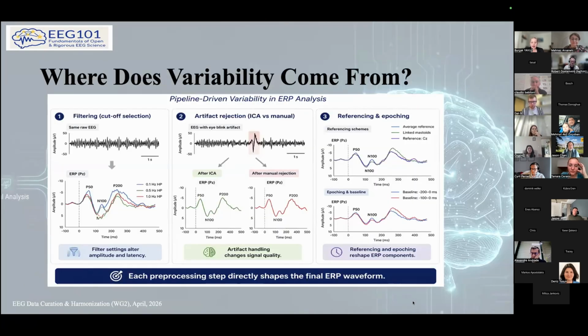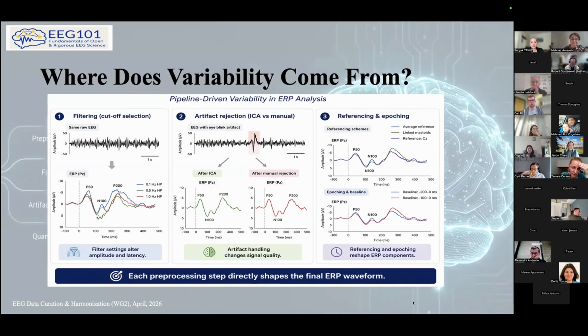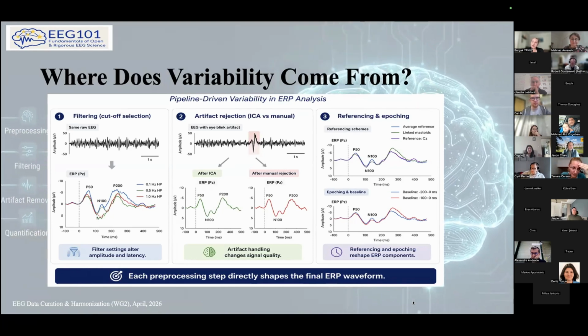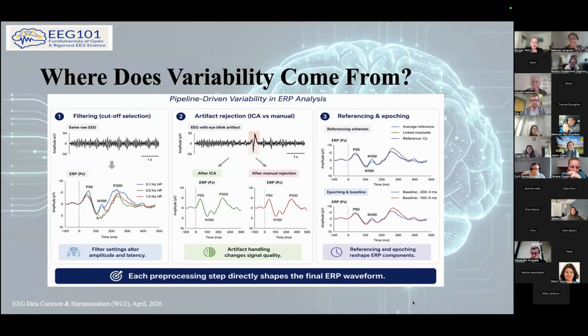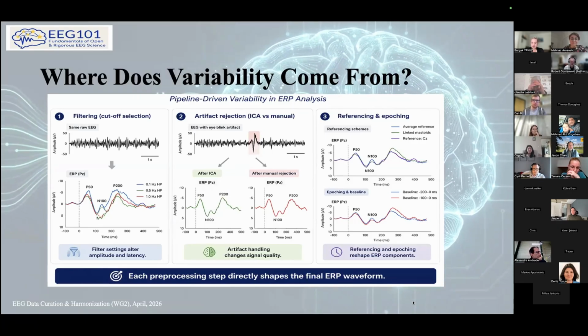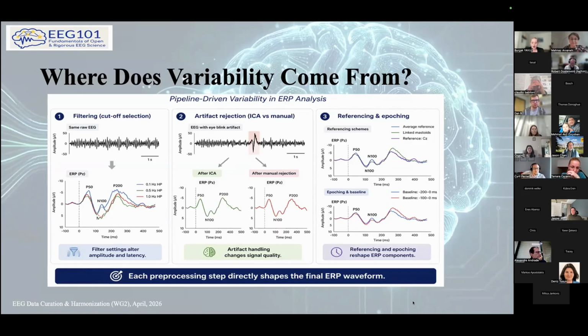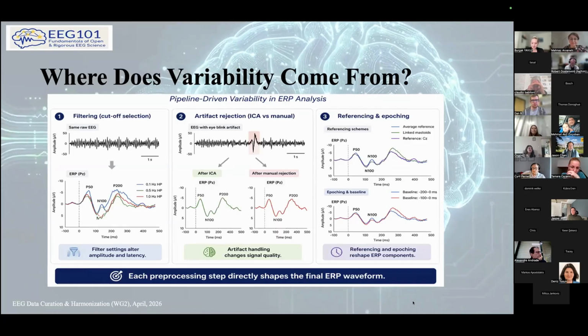This variability has important consequences for clinical research. It reduces reproducibility, limits the reliability of ERP-based biomarkers, and creates a significant challenge for multi-center studies. Ultimately, it slows down the clinical translation of ERP findings.